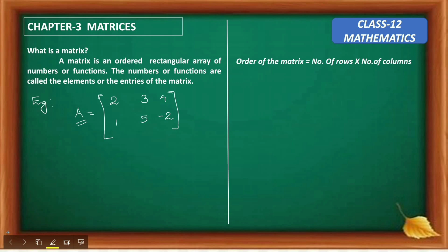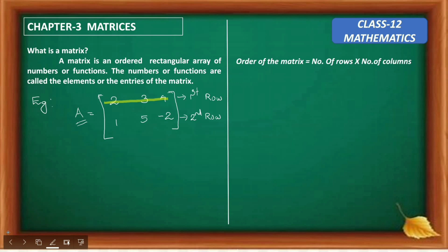Here you can see a horizontal line, the first horizontal line. In the first horizontal line I have written 2, 3, 4. That first horizontal line is known as the first row. Similarly, the second horizontal line is the second row. Horizontal lines are known as rows, first row and second row. In this matrix, you can see 2 rows.